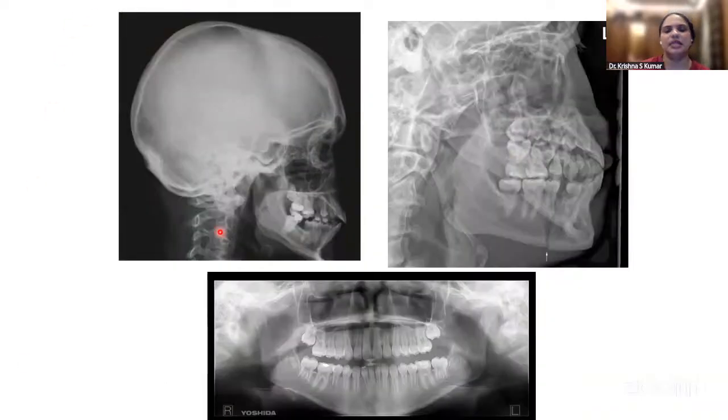So this is a cephalometric radiograph, lateral oblique radiograph, and a panoramic radiograph.